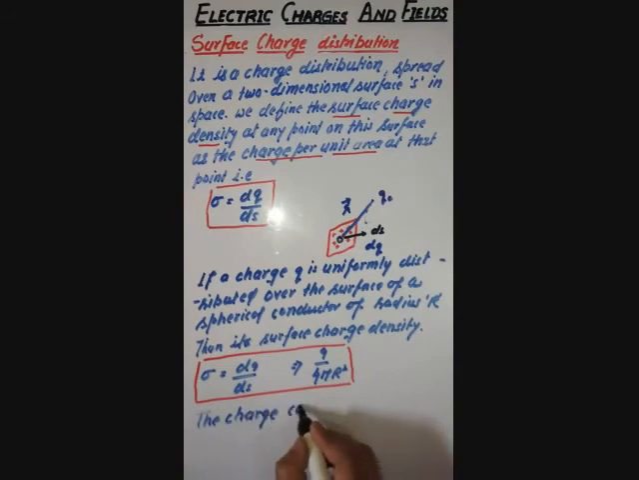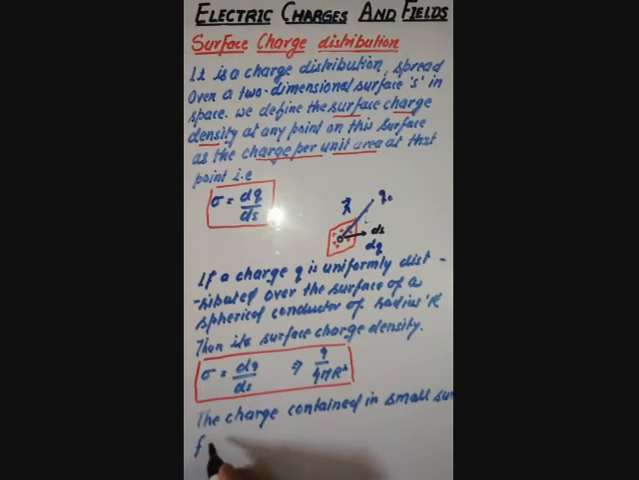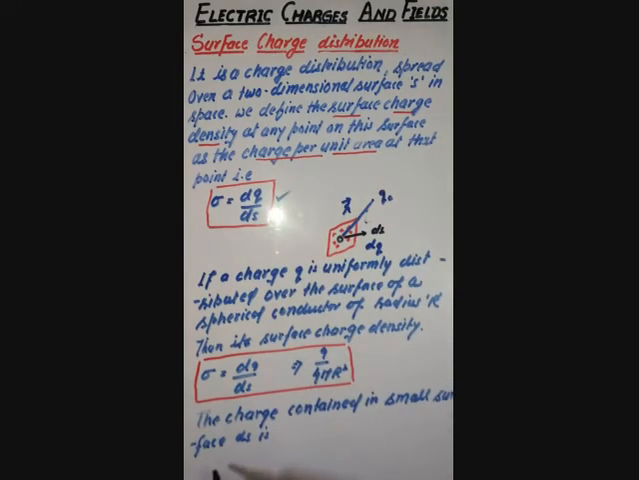The charge contained in a small area or surface ds is, from here it will become dq equals sigma ds.